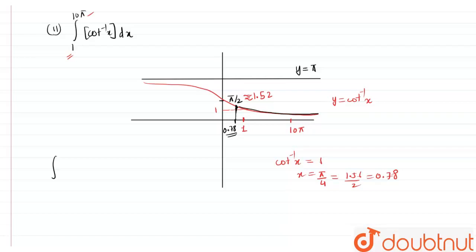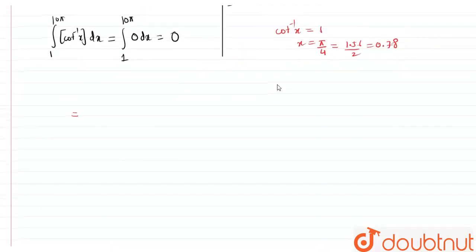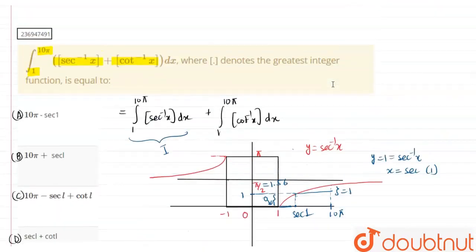So the greatest integer function from 1 to 10 pi of cot inverse x dx becomes 0. Alright. So this answer comes out to be 0. So our remaining answer is the first part only, that is 10 pi minus sec 1. So the answer is option A.